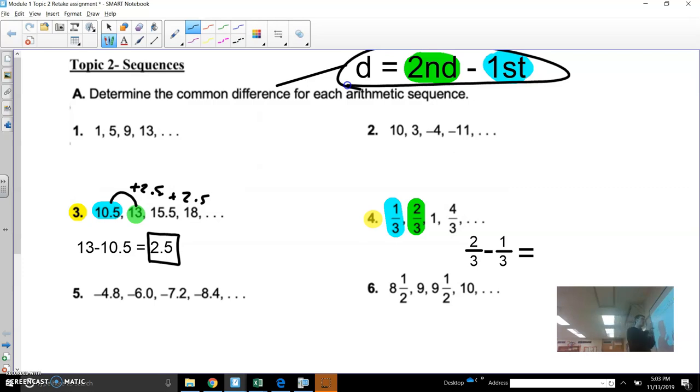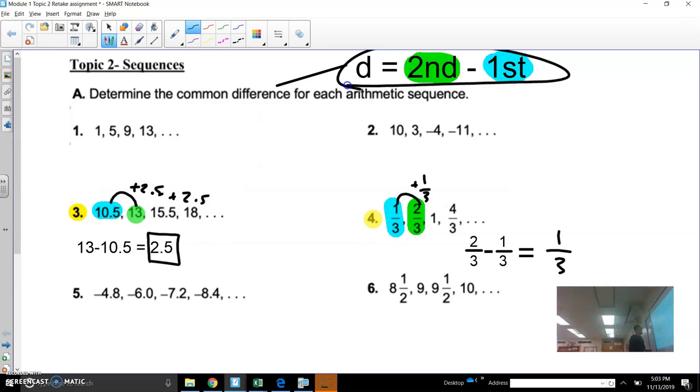Number 4, it's got some fractions, but same idea, the second number minus the first number, 2/3 minus 1/3, that would be 1/3. And so it may be hard to see, but you are really adding 1/3 over and over. 1/3 plus 2/3, that'd be 3/3, which is 1. And if you add another 1/3, that makes 4/3, then you'd have 5/3, and it just keeps going on in this linear way. So I'll do one more with you.